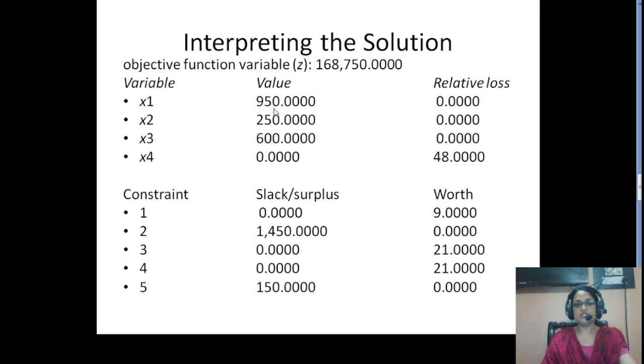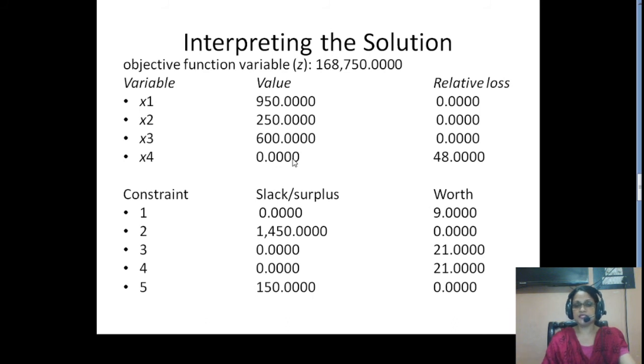See, the values which you are getting here are actually the number of units to be produced. So students, you can see that here x4 will be 0. It means there is no point in producing x4, right? So 950 units of x1 should be produced, which will give you no loss, and 250 units of x2 should be produced, and 600 units of x3. It means small, medium and large, but no ornate table should be produced, right?